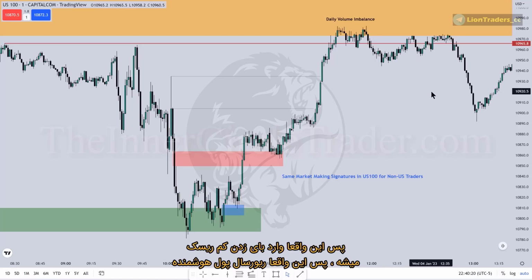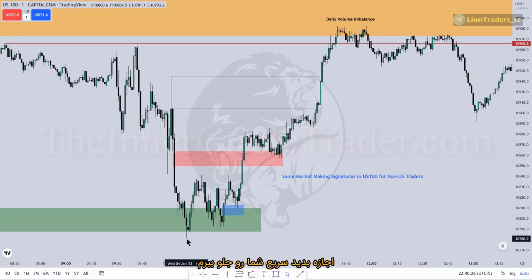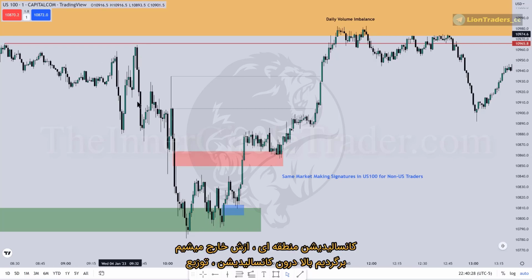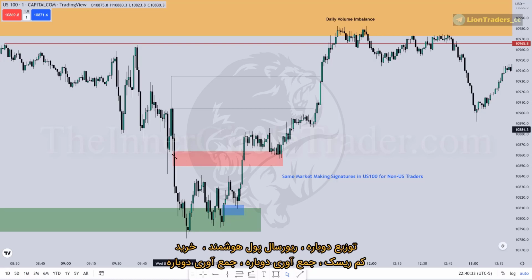So this is actually me entering on the low risk buy. See, this is smart money reversal. Let me walk you through it real quick. Original consolidation, we leave the consolidation, come back up in the consolidation, distribution, redistribution, smart money reversal, low risk buy, reaccumulation, reaccumulation.